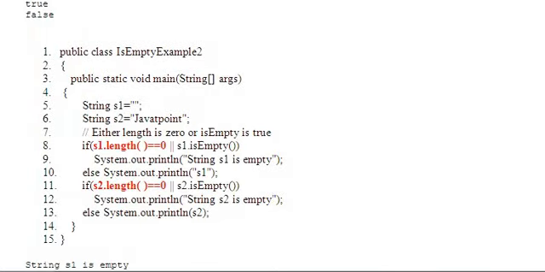So we have another example. Look at line number 5 and 6. Look at line number 5. The string is an empty string. Line number 8: if s1.length() == 0 or s1.isEmpty(), we can check either of the things. If the length is 0 or isEmpty, it is empty, otherwise it is not empty.